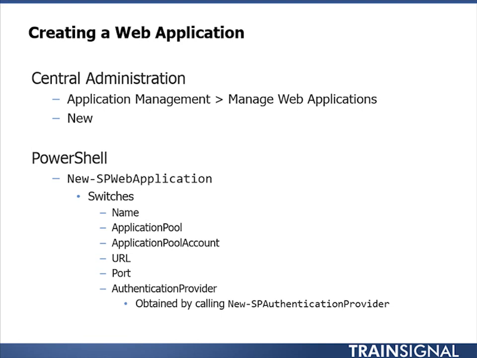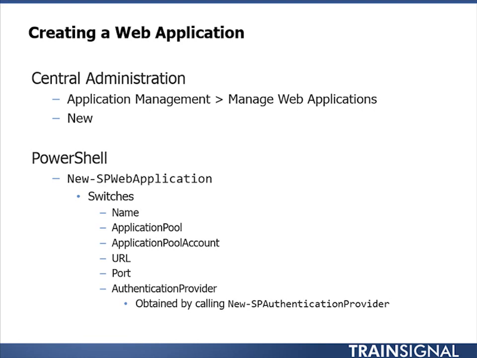Number one is if I want to use an existing application pool, then what I'm going to do is just simply provide the application pool switch, but I'm not going to provide the application pool account. If you provide the application pool account, what's going to happen is PowerShell is going to create a brand new application pool for you. And if it turns out that there was already one in existence, it's going to fail out. The other one is the authentication provider.